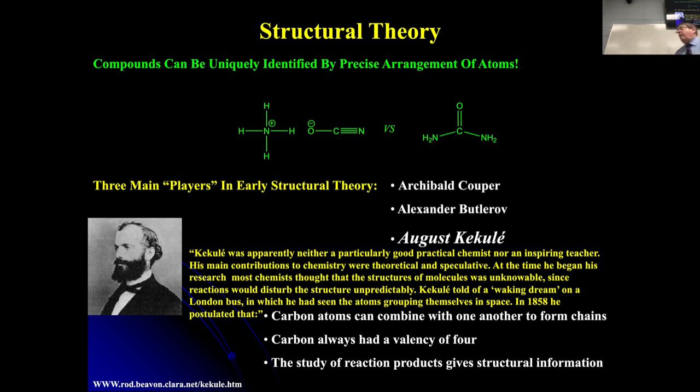So he said carbon always had a valency of 4. And then he said this: the study of reaction products gives us structural information. Early scientists said, if you study the products, you don't know anything about what happened to get there. Well, that's nonsense. If I'm looking at the structure of a building, I know something about how it was constructed.